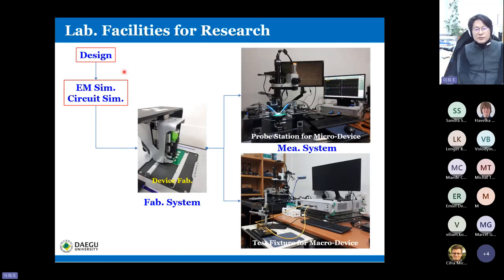This slide shows our laboratory facilities for sample fabrication and measurement systems. First, we design the sensor using full wave electromagnetic and circuit simulations. If the design result satisfies our goal, we fabricate the micro and macro scale RF microwave devices and circuits. For micro scale samples, we measure using a probe station system. As you can see, we also measure macro scale samples using test fixture jig systems.